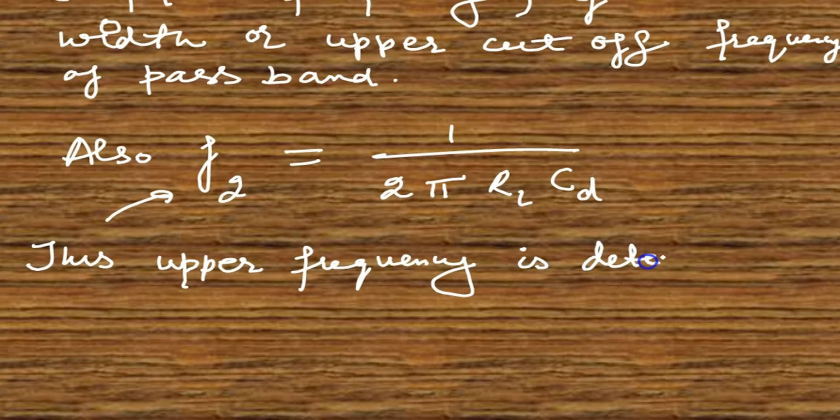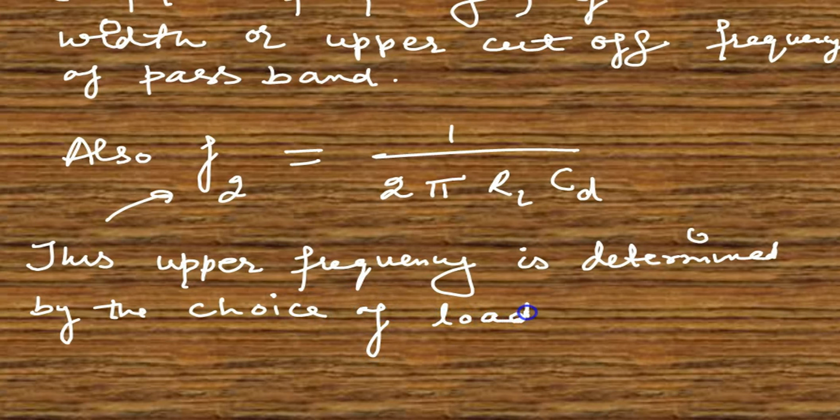So remember this definition, this f2 value, and that value where we say 0.707 times. The two are very, very important.